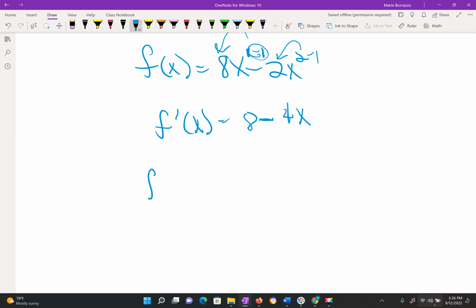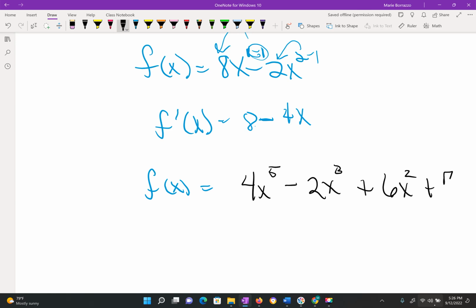Okay, so here's displacement. Displacement function. Let's make this a little longer. So what if I have 16? Oh, let's not be cruel. Let's do 4x to the 5th power minus 2x to the 3rd power plus 6x to the 2nd plus 7. You're going to differentiate. That's what we're doing.